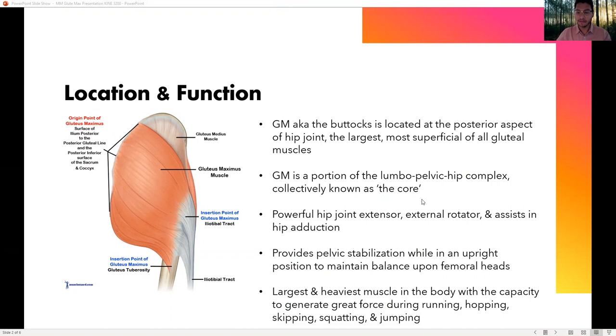It is the largest and heaviest muscle in the body with the capacity to generate great force during running, hopping, skipping, squatting, and jumping. On this picture here, you can see the origin. And you can see the insertion labeled in blue.